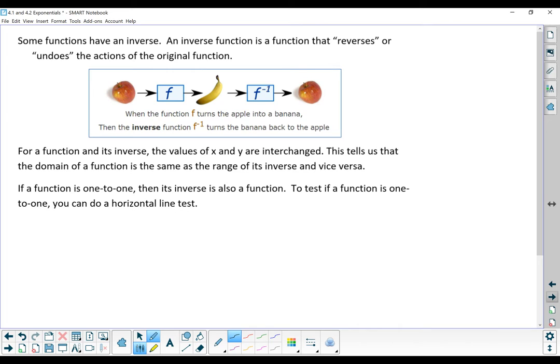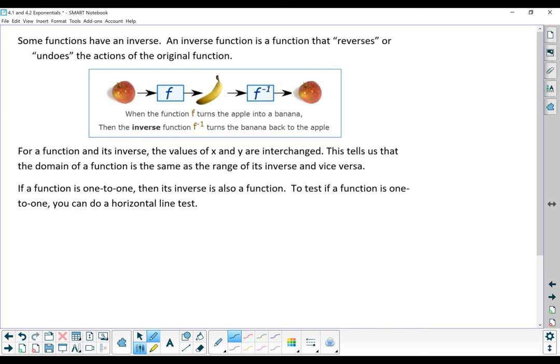Some functions have an inverse. We've talked a lot about functions this year. Not all functions have an inverse, but a lot of them do. An inverse function is a function that reverses or undoes the action of the original function. So if you have a function f and it turns an apple into a banana, then the inverse function would turn a banana into an apple.